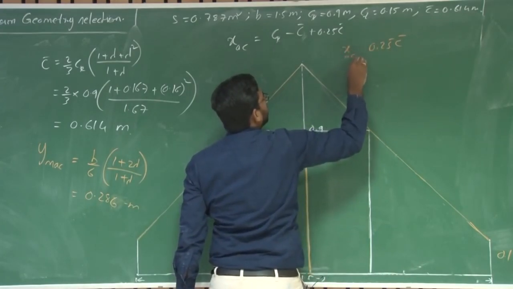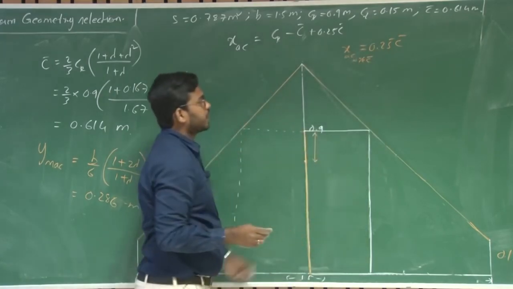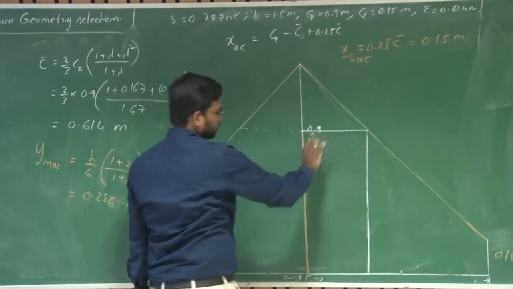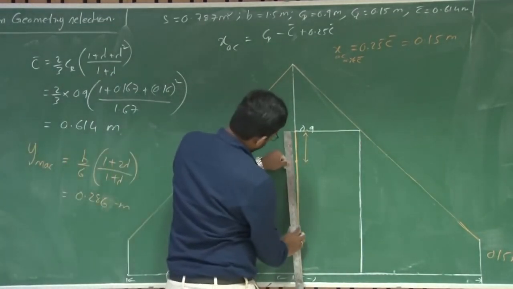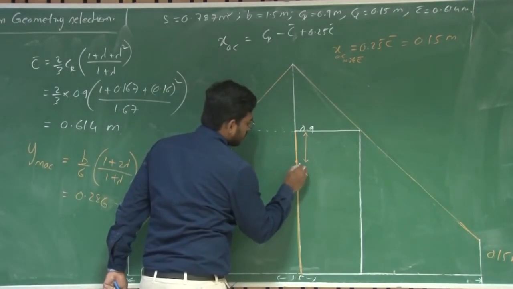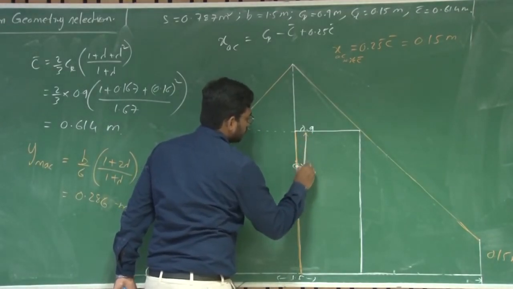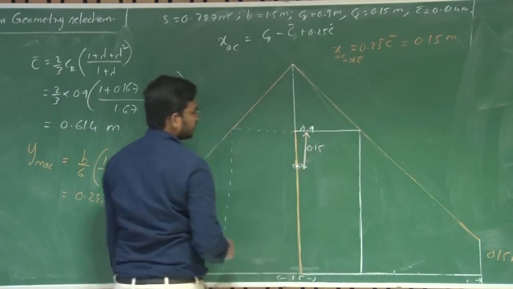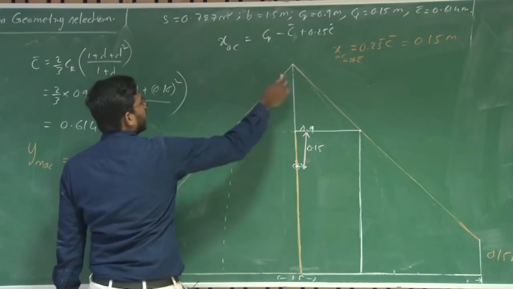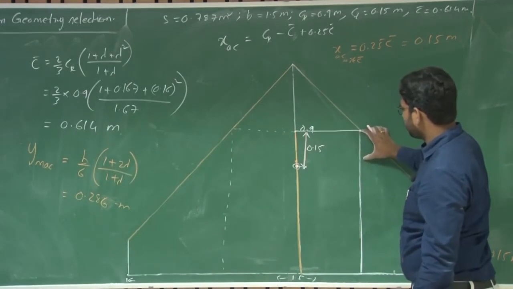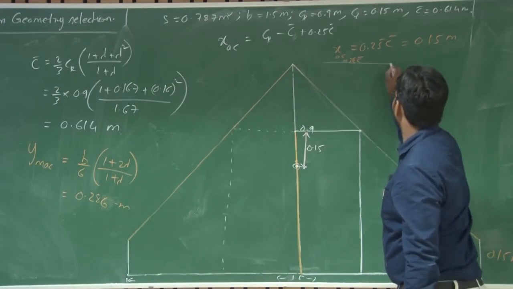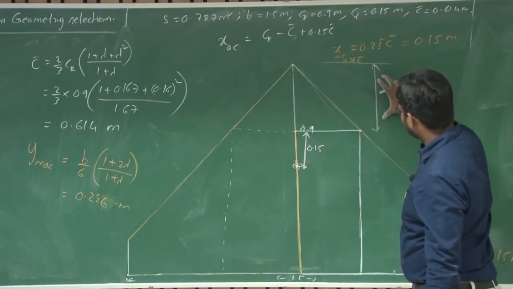XAC with respect to C bar equals the leading edge of the C bar, which is 0.15 meters, that is 15 centimeters from here, a bit down. So 0.15 meters is from the leading edge of this C bar. To measure this physically would be difficult, since you don't know where the C bar will be. So it is easy to mark the aerodynamic center with respect to the leading edge of the root chord. You need to add this distance plus this distance.